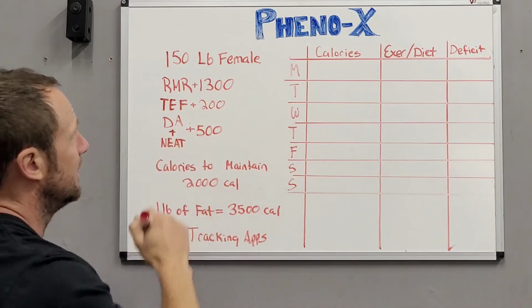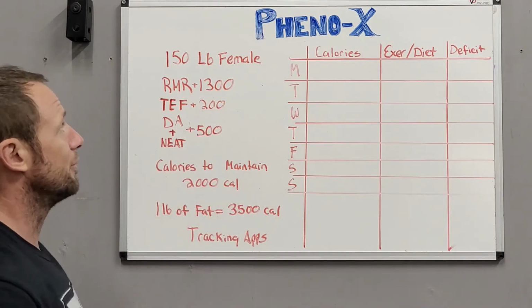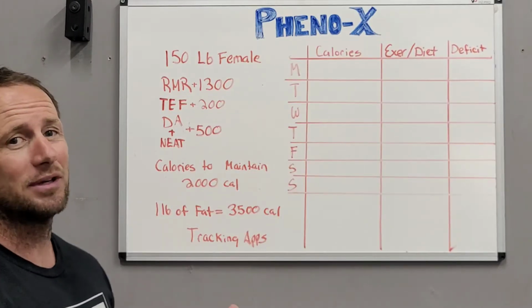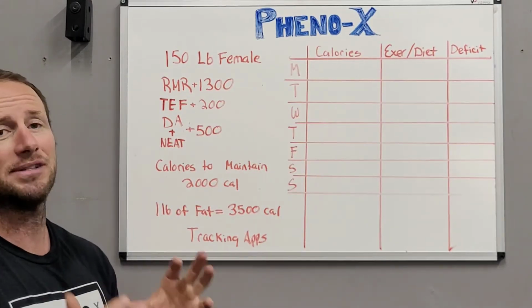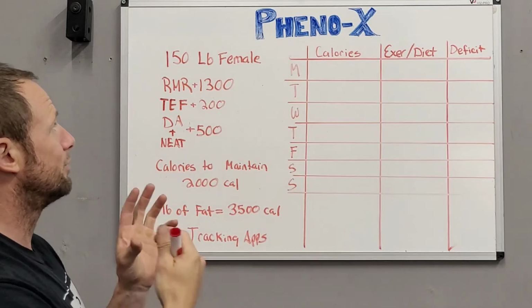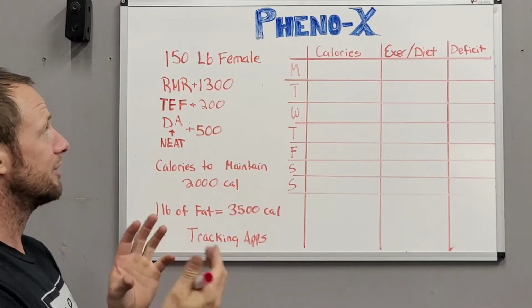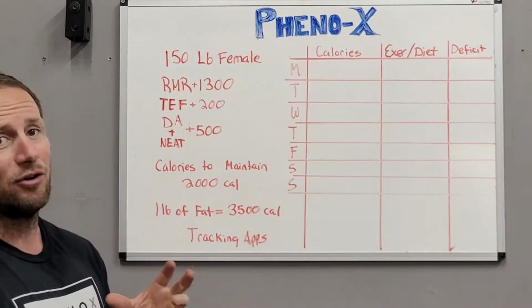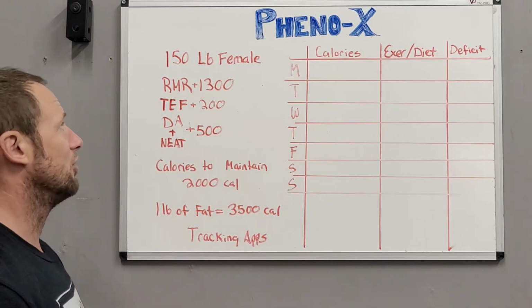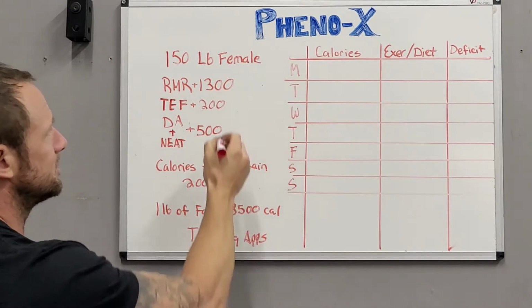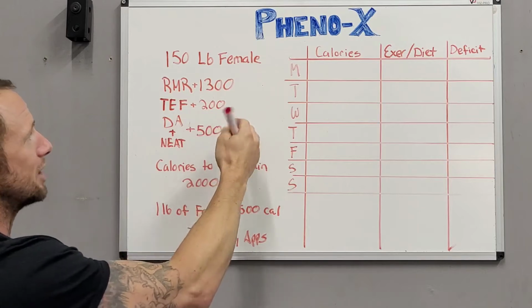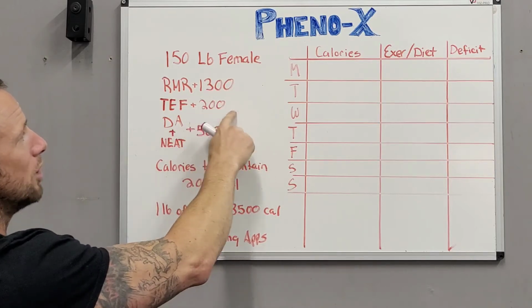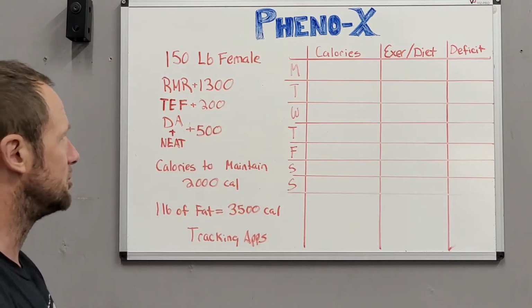So the next thing is TEF. That's the thermogenic effect of food, and that's how expensive it is to actually break down and assimilate the food that you consume. Protein has the highest thermogenic effect, and that's why it's so valuable in your diet. Fat has very low, carbohydrates have some, but it does cost energy to actually break down the food. So we have 200 calories as an average.